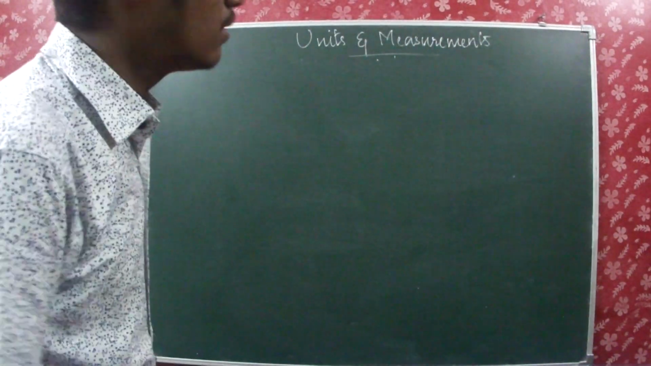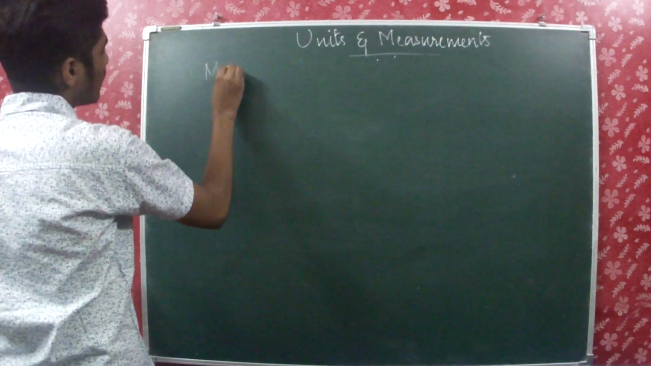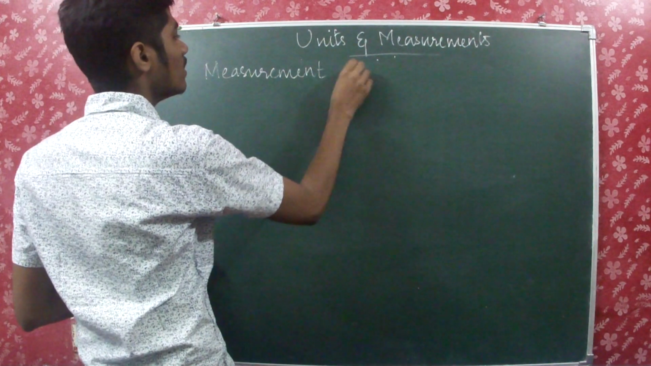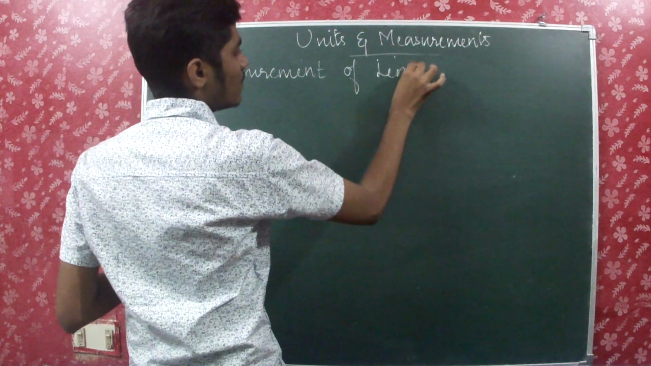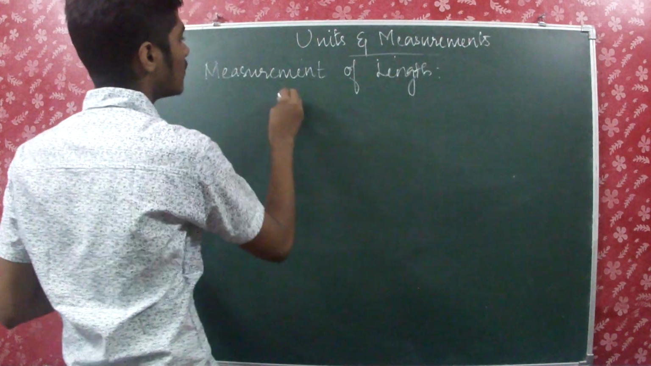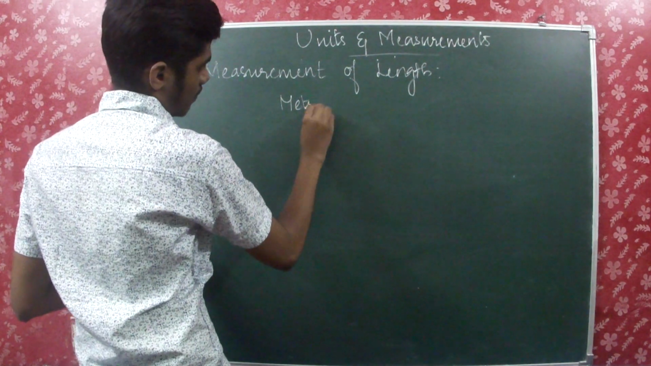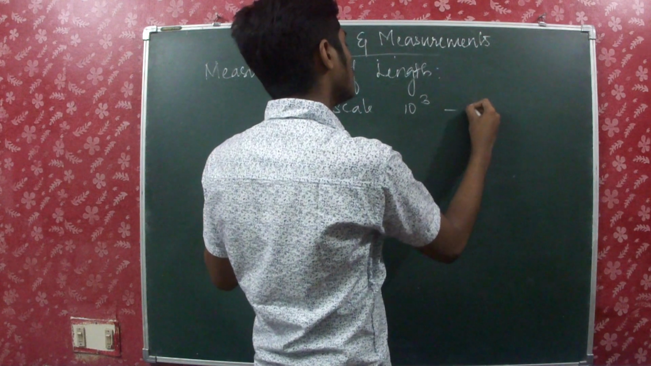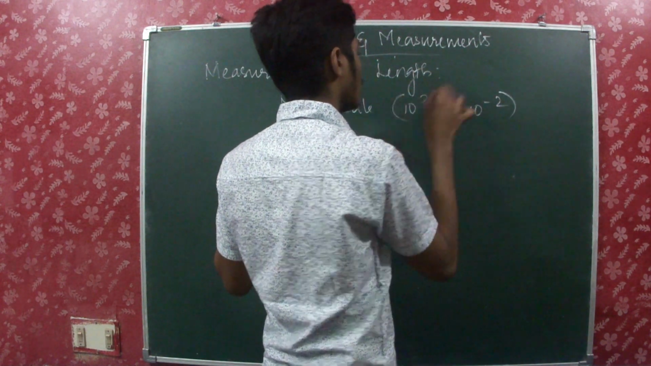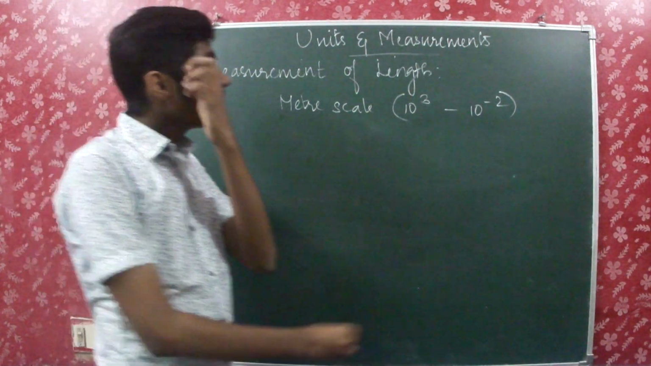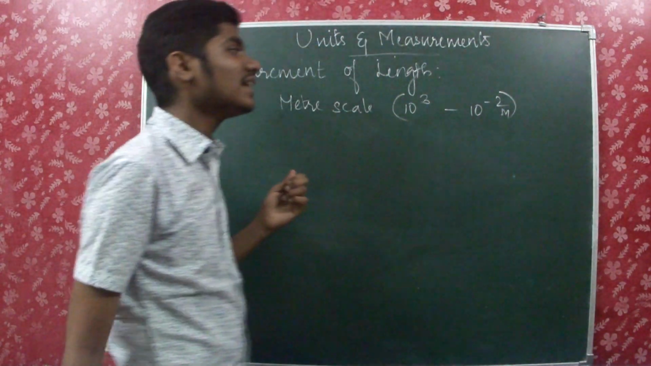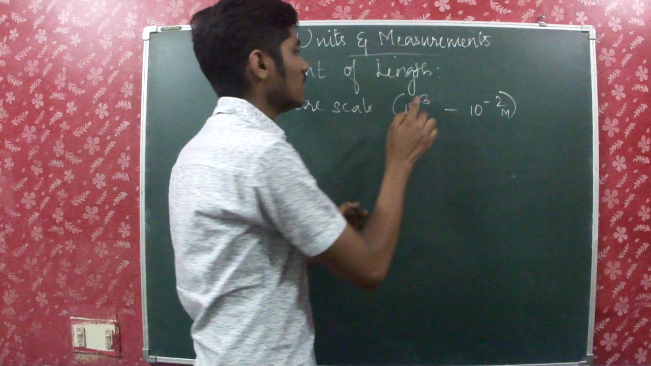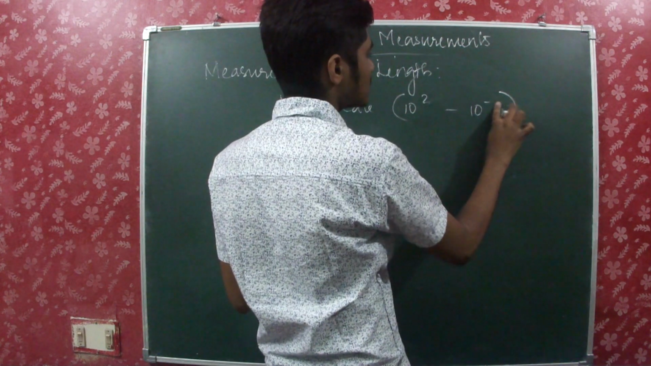Okay, now measurement of length. How do we measure length? It's very obvious. We measure length by using a meter scale, of course. We measure length by using a meter scale for 10 power 3 to 10 power minus 2 meters. But what if the thing is a little bit smaller, 10 power minus 3?